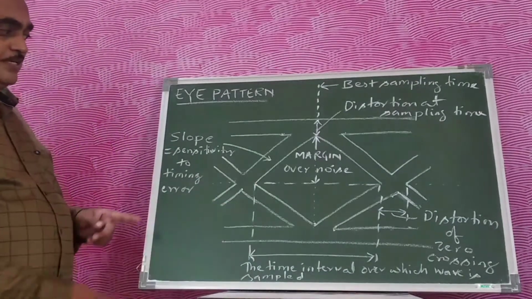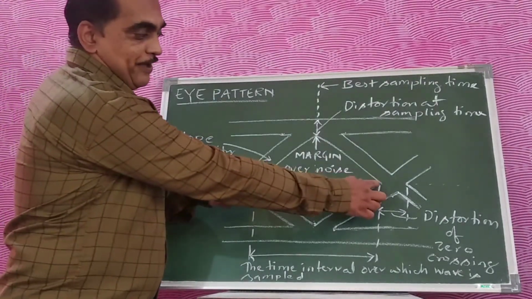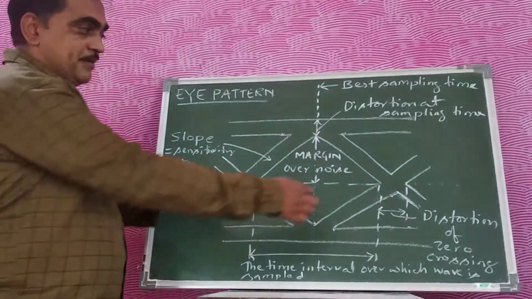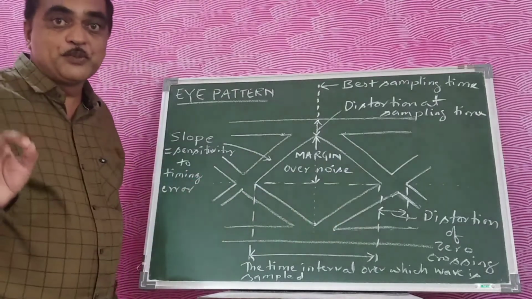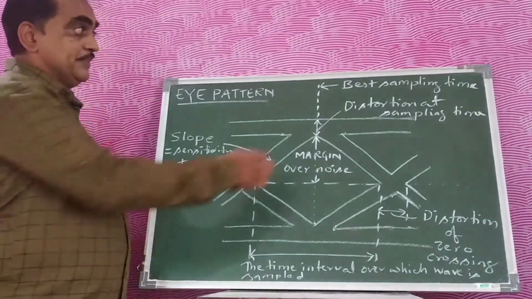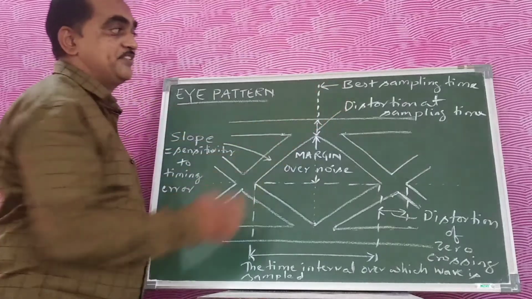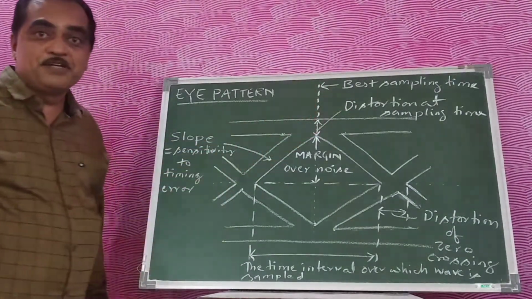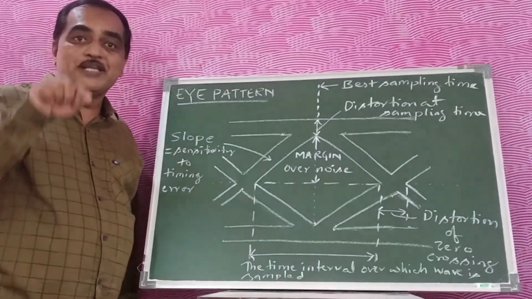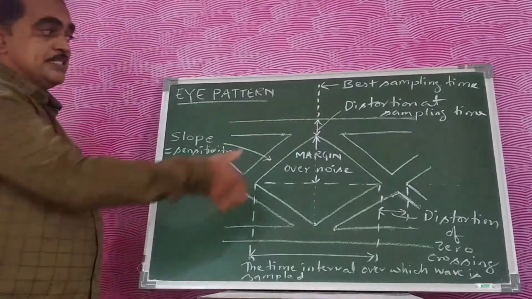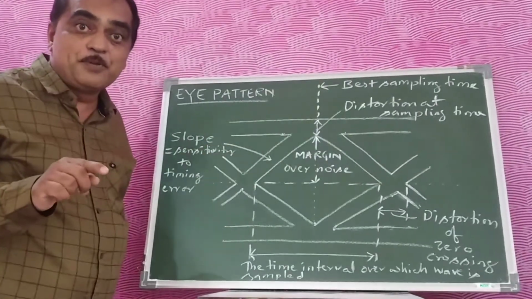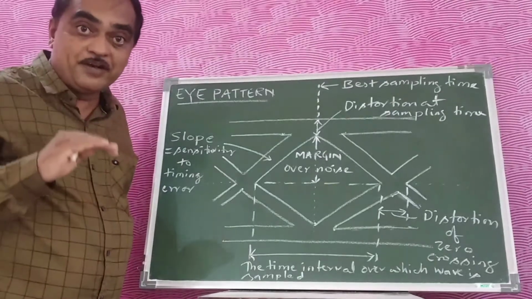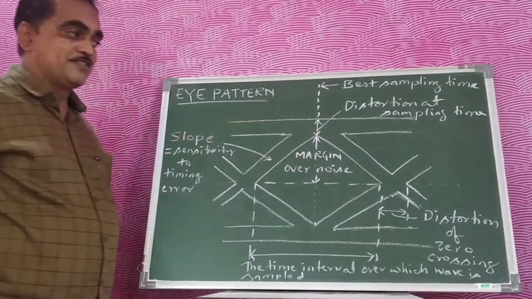Here you can see these 2 points I have marked, which give the sampling time interval. This is the exact sampling time interval over which a particular sample can be taken. This is the center point, which is the best sampling time. This is the distortion at sampling time, if the amplitude is not going to the top or is less, that also you can see here. This is the margin over noise, whether the amplitude is exactly towards giving you logic 1 or whether it is below that threshold, that noise margin you can study.